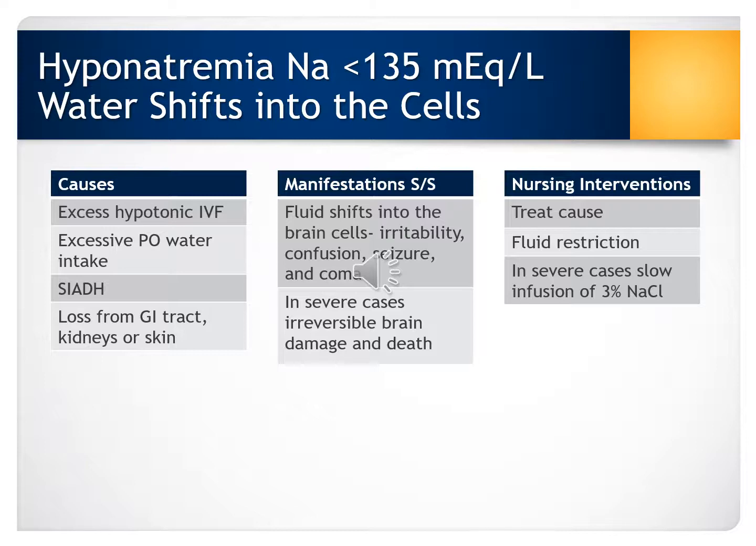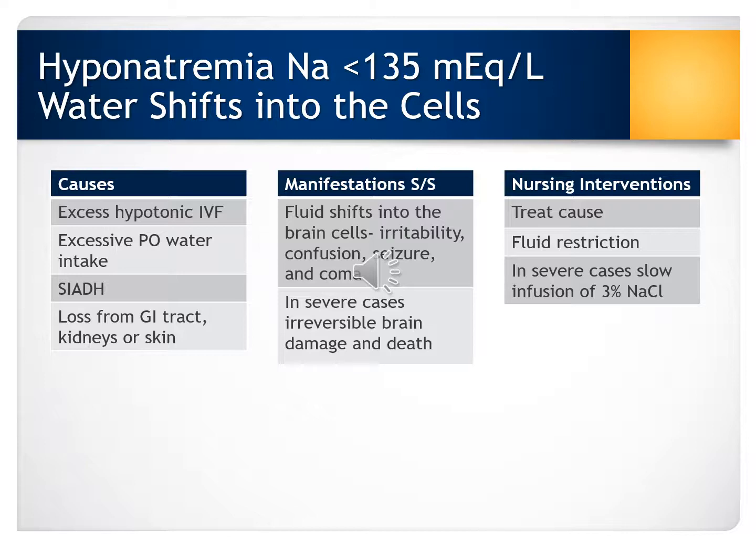Hyponatremia causes hypoosmolality, which is a shift of water into the cells. So fluid also shifts into the brain cells, and this is why you'll see irritability, confusion, seizure, and sometimes coma. And in severe cases, there's irreversible brain damage and death.